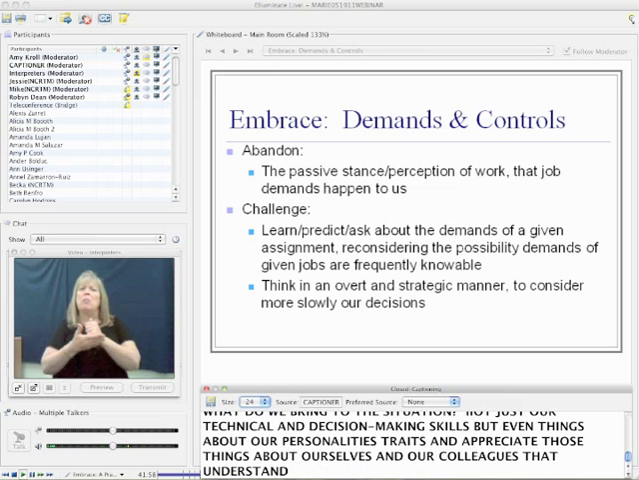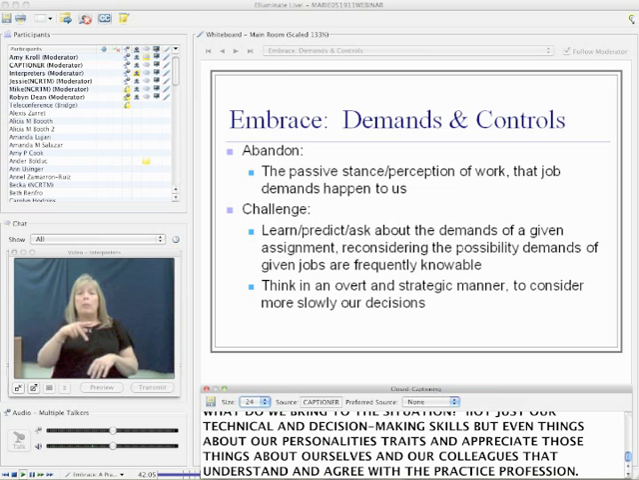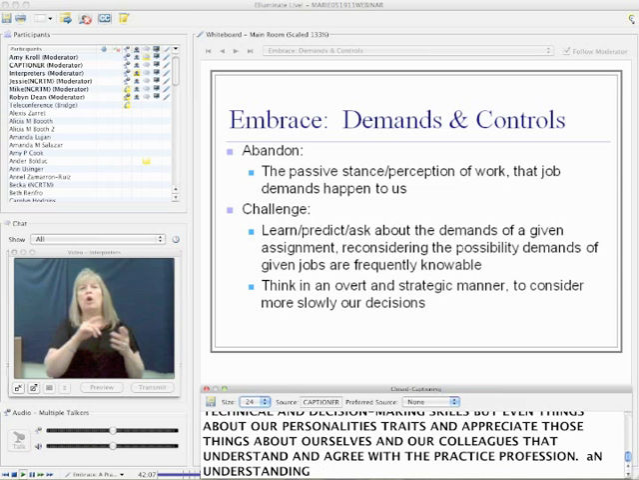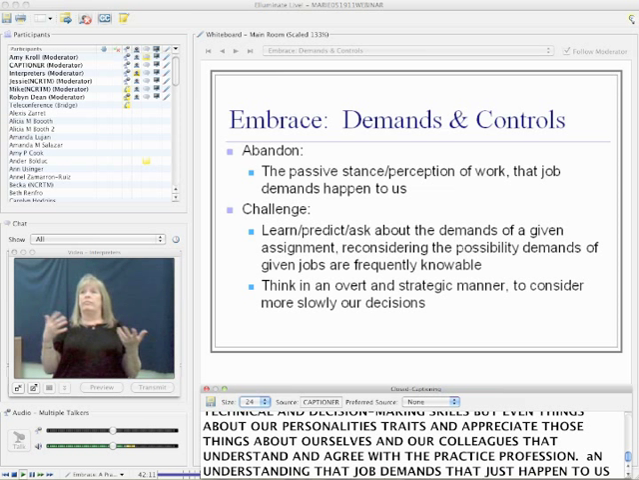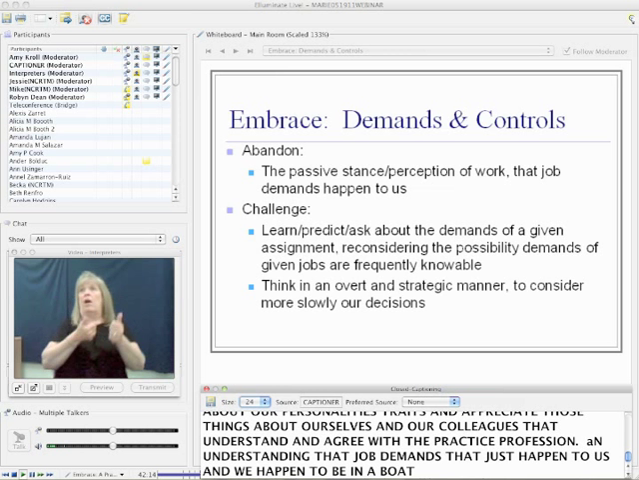It would mean we would have to abandon a more passive stance, an understanding or perception of work that job demands just happen to us. And we just sort of have to be in a boat without a sail and kind of be tossed back and forth amongst the waves.